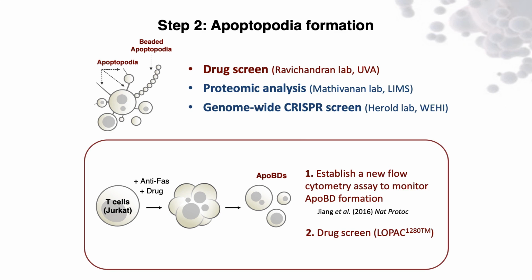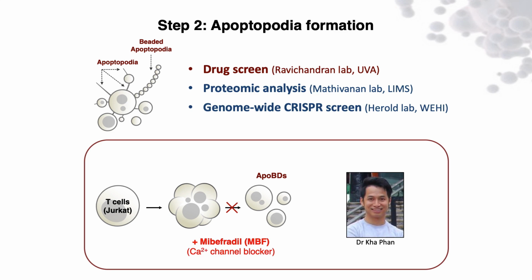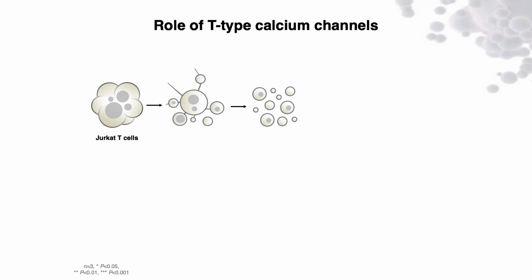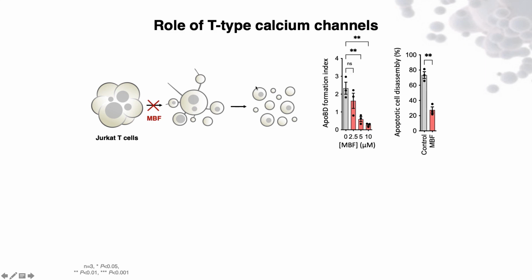When I gave this data to my postdoc, he decided to focus on a particular drug called mibefradil, MBF, which is a calcium channel inhibitor. As I described to you before, when cells die, they undergo blebbing and formation of the protrusion to separate the blebs to form apoptotic bodies. In the presence of mibefradil, the formation of apoptotic bodies is blocked, as measured by flow cytometry. And because in most of our assays we also monitor how cells die by time-lapse microscopy, we can pinpoint that mibefradil only affected the protrusion formation step, but not the blebbing step.